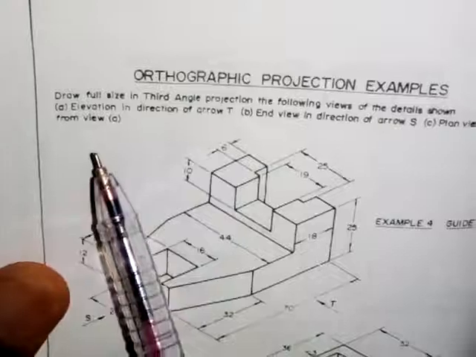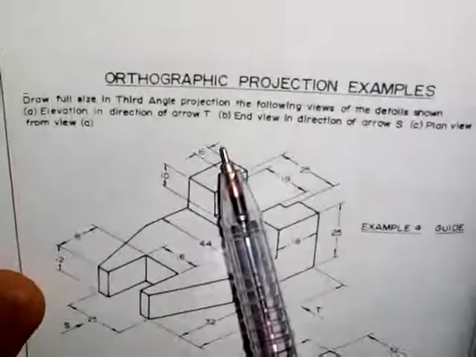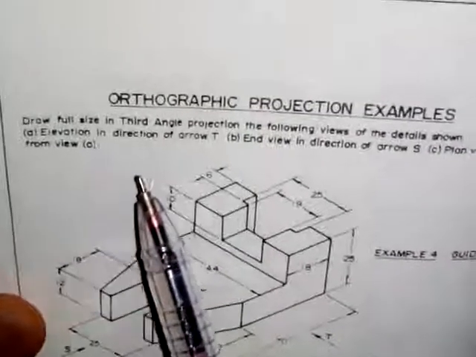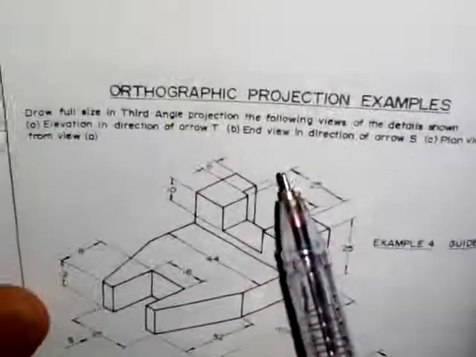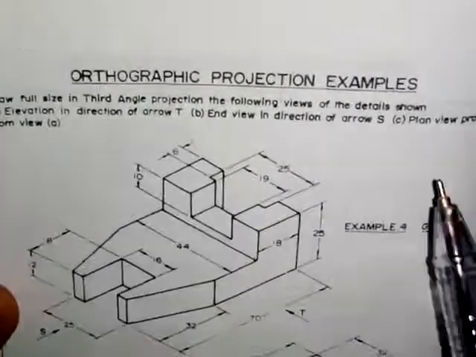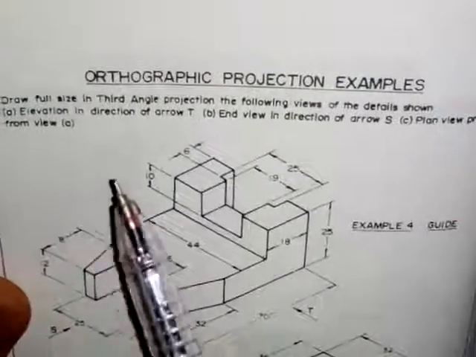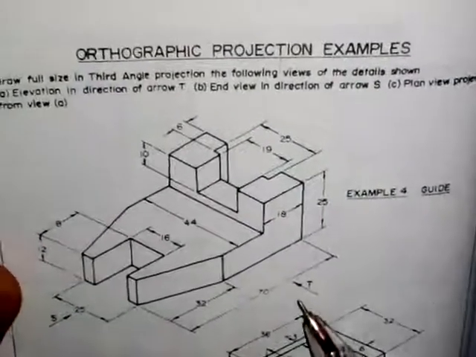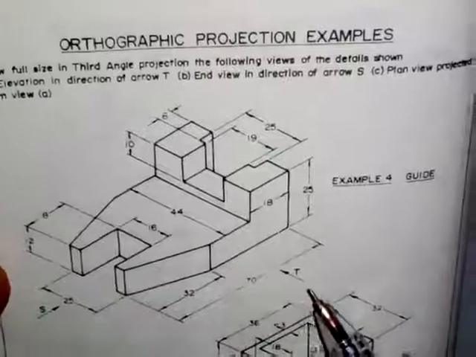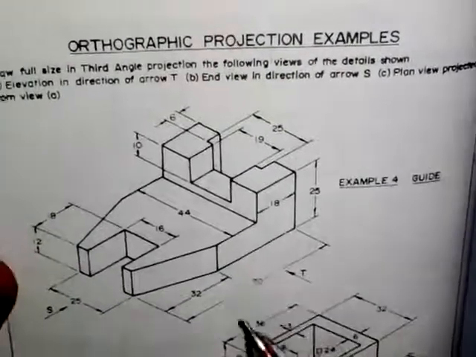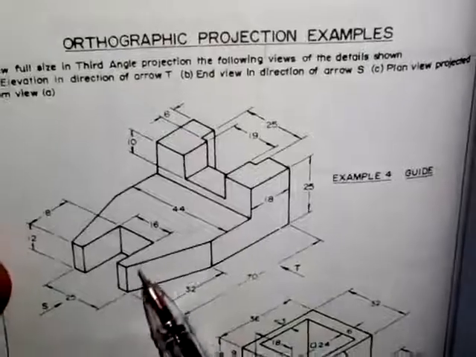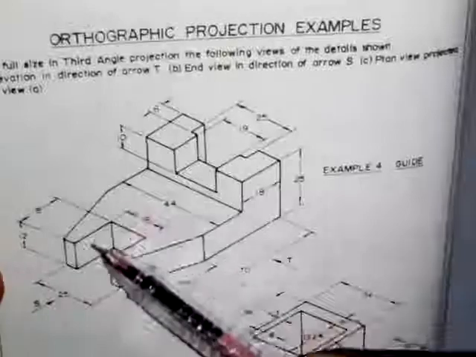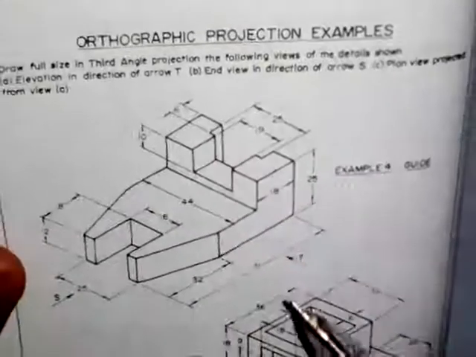But here we have to draw full size in third angle projection the following views of the details shown: A, elevation in direction of ROT; B, end view in direction of ROS; and C, plan view projected from view A. So we are starting with this diagram. This is ROT, so it means the elevation in this direction, then the end view in this direction, and then the plan when we are looking at it downward like this. What you see on this surface will give us the plan.